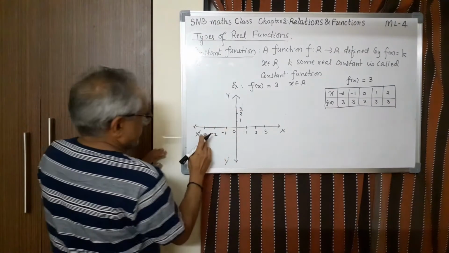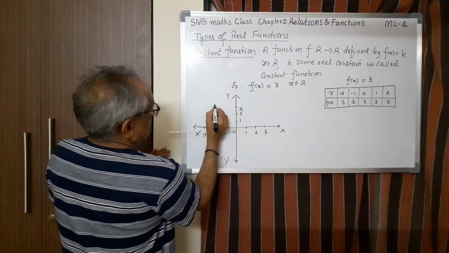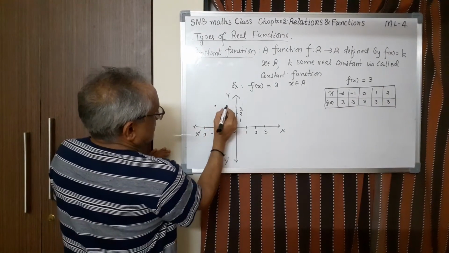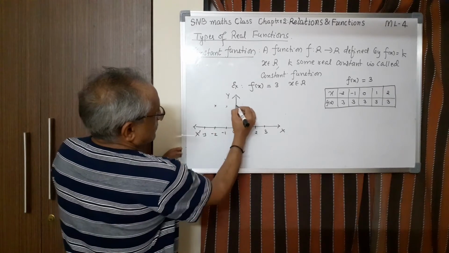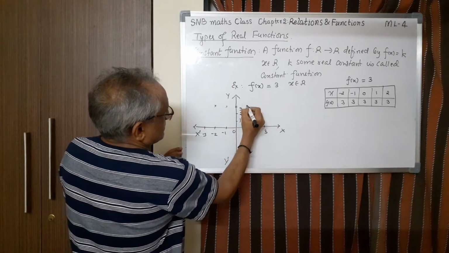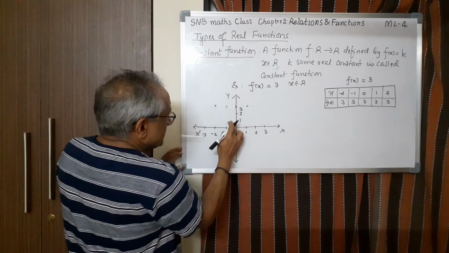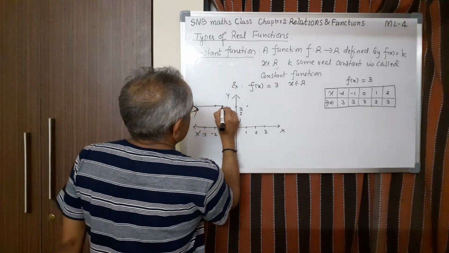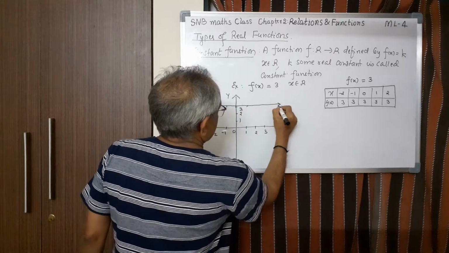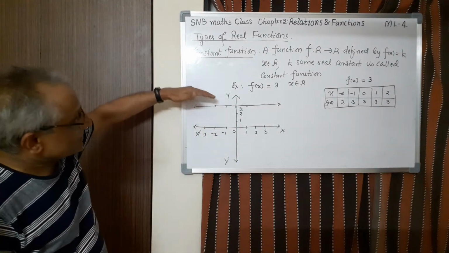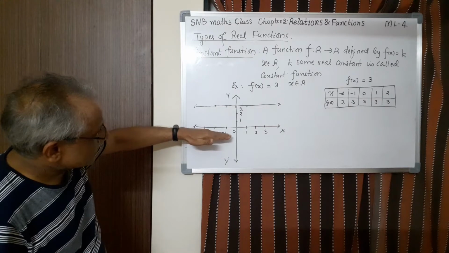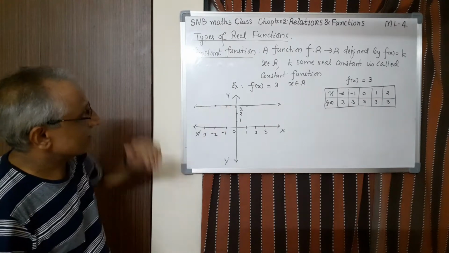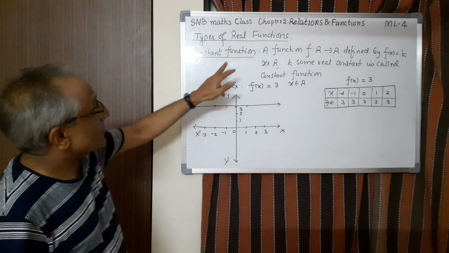Minus 2 it is 3 here. And minus 1 also it is 3. And 0 also it is 3. 1 also it is 3. If you take any point here, it is going to 3 only. That means by joining this line, we get a line. So this line is parallel to x-axis. So this is the constant function.